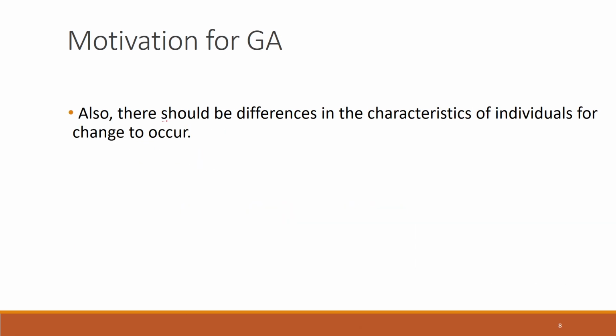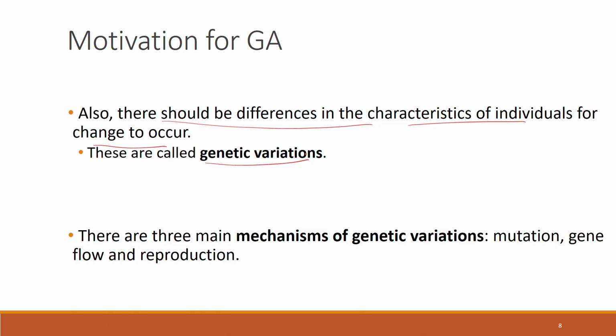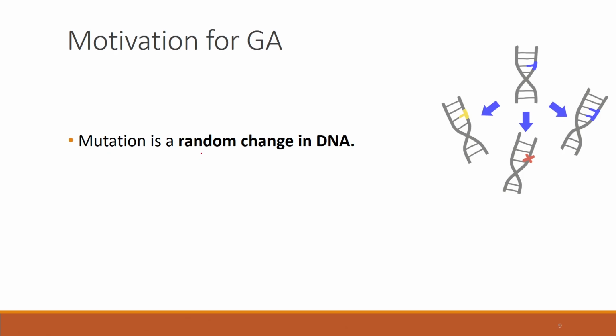Also, there should be differences in the characteristics of individuals for changes to occur, and these are called genetic variations. And there are three kinds of mechanisms that result in genetic variations. One is mutation, then the other one is gene flow, and then we have reproduction. So we'll go through them one by one. Mutation is a random change in DNA.